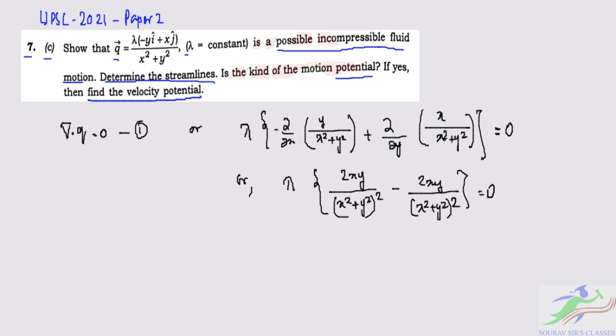So which is evident. Thus the equation of continuity for an incompressible fluid is satisfied, and hence it is a possible motion for an incompressible fluid.